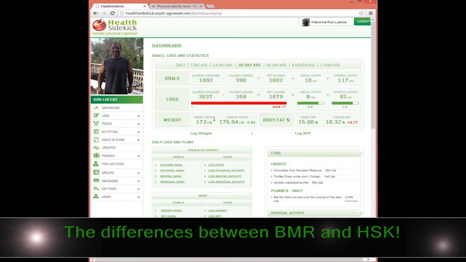What that means is that I know empirically that over the last 30 days, I've consumed 2,037 calories per day. I've burned 358 on average. I've had net calories of 1,679 calories, and my average weight, I've lost 0.84 pounds. That's a fact for me. I know that to be factual.